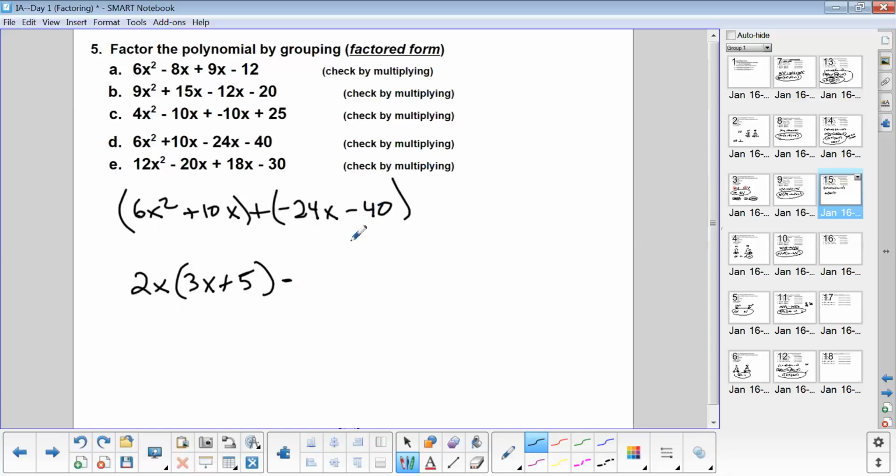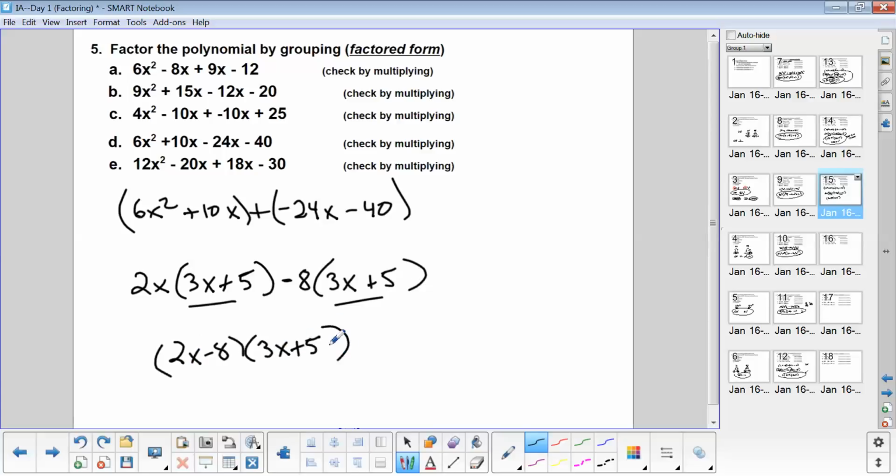I've got 24 and 40, and that would be 8. So what's negative 24x divided by negative 8? That'd be 3x. What's negative 40 divided by negative 8? And that would be positive 5. So notice these are matching up. So I get 2x minus 8 and 3x plus 5.